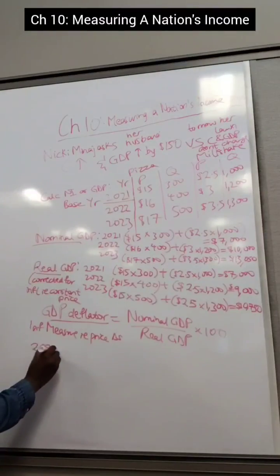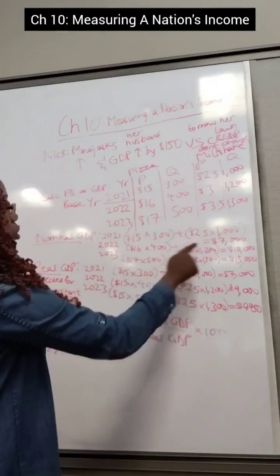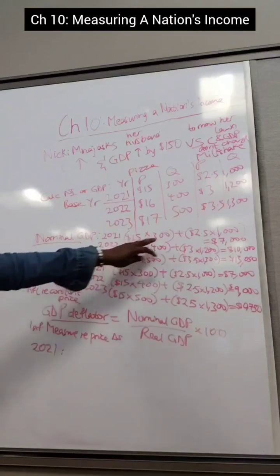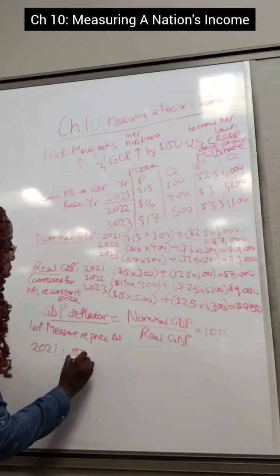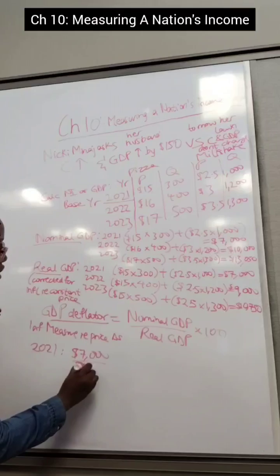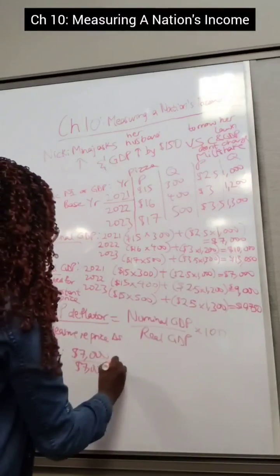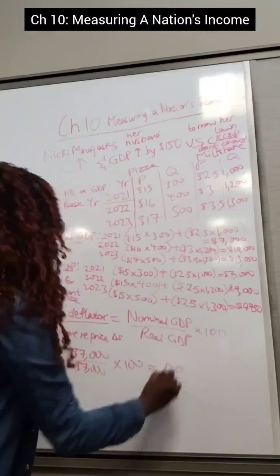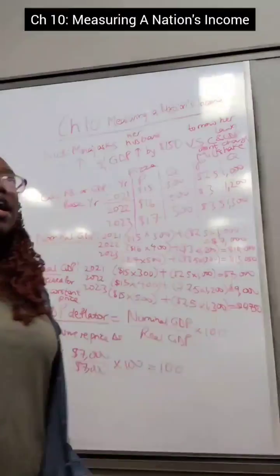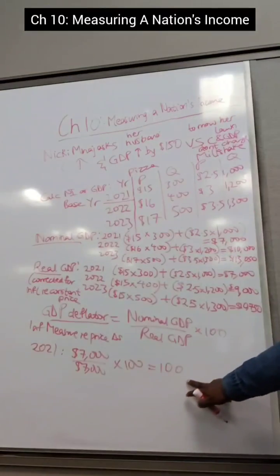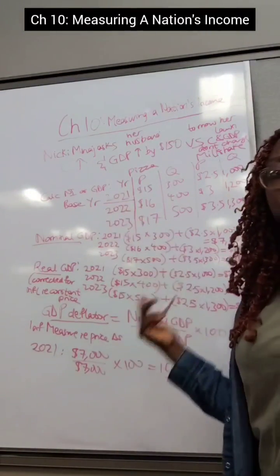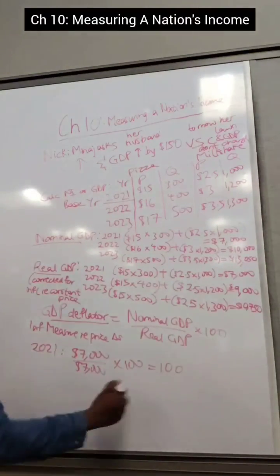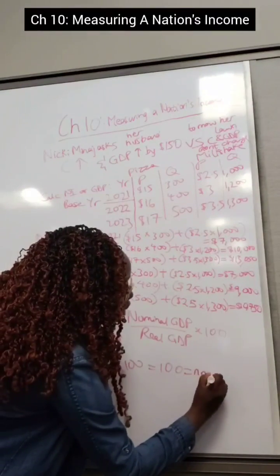Okay, so now let's take 2022. Right? What is the nominal GDP for 2022? So notice that, let's start from 2021. $7,000, which is the nominal GDP, divided by $7,000 as the real GDP in 2021, times 100, that's going to give you 100. So GDP deflator is always compared to 100, and this is basically because for the base year there is no change in the prices, right?